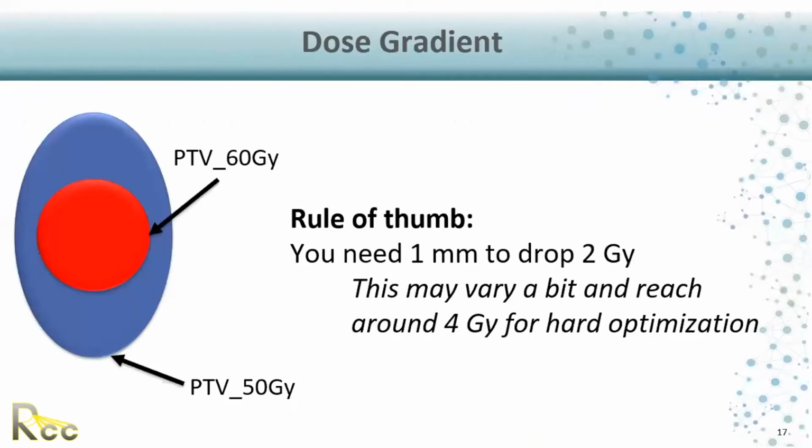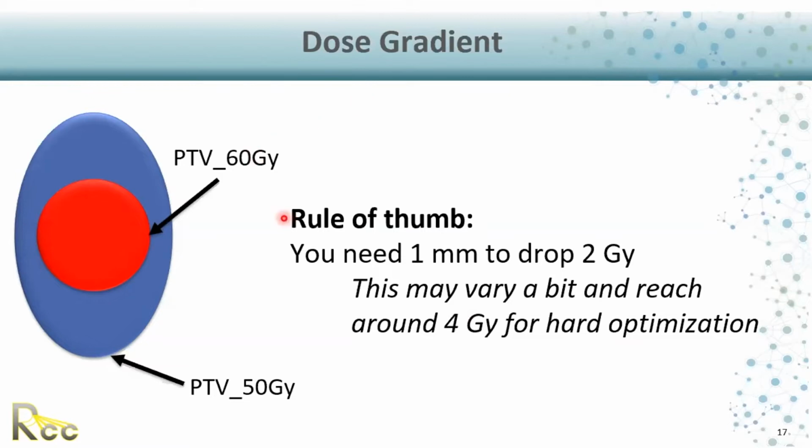So those gradients, let's say you have BTV 60 gray, which is the red one inside, and then you have BTV 70, the blue one outside, or the purple, whatever. So the rule of thumb, you need 1 millimeter to drop 2 grays. This is the rule of thumb. This may vary a bit and reach around 4 grays for hard optimization. So if you put more effort in your optimization, you can achieve a 4 gray drop for each 1 millimeter.